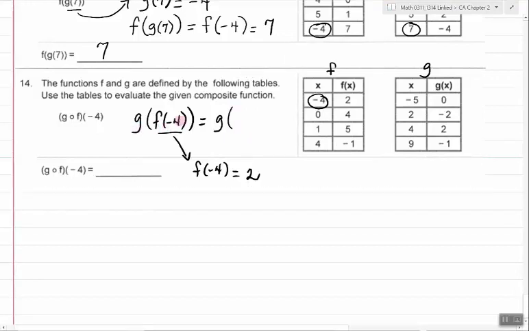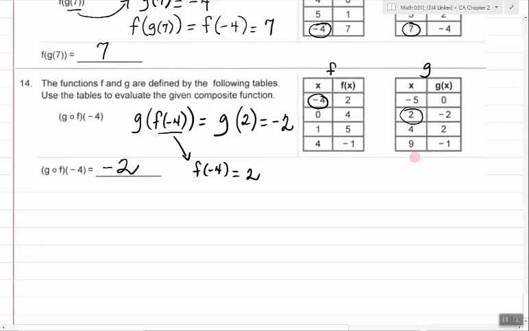G of f of -4. F of -4 is 2. Let's go to the g function. It's not -2, it's 2. G of 2 is -2. That kind of looks strange. So I found f of -4. I got 2. Then I find g of that, and I got -2.